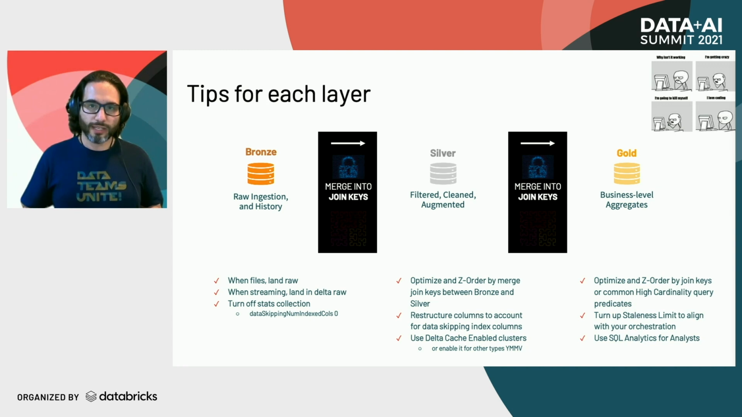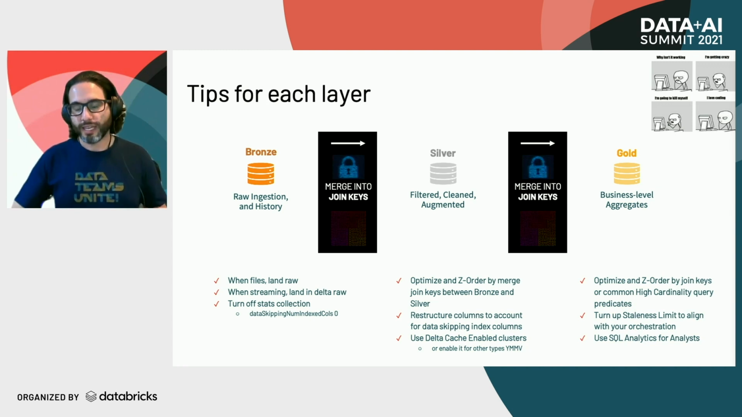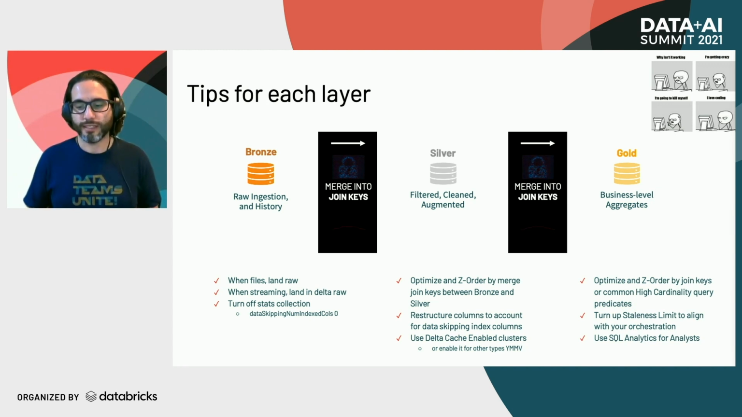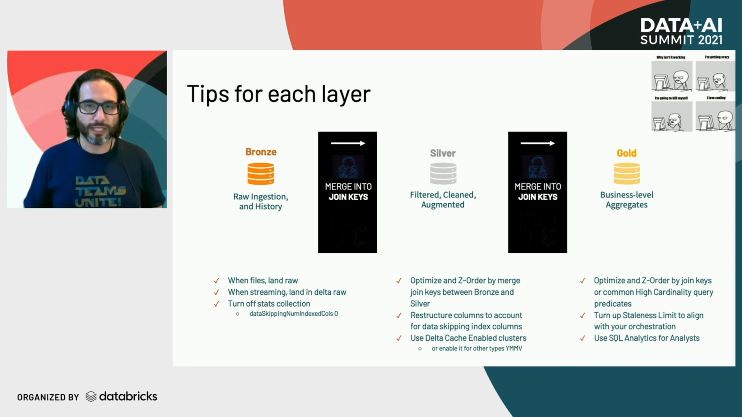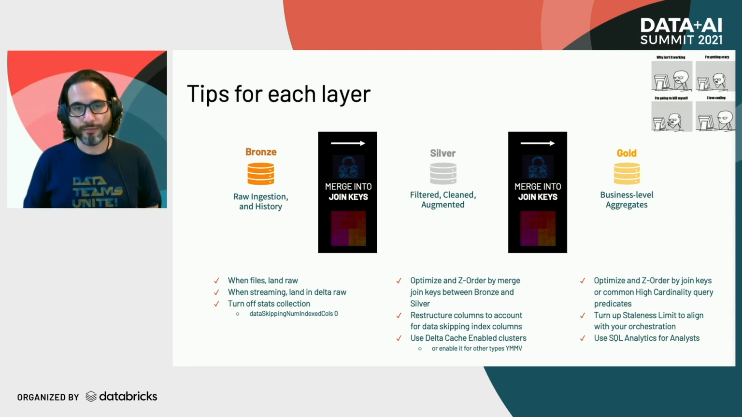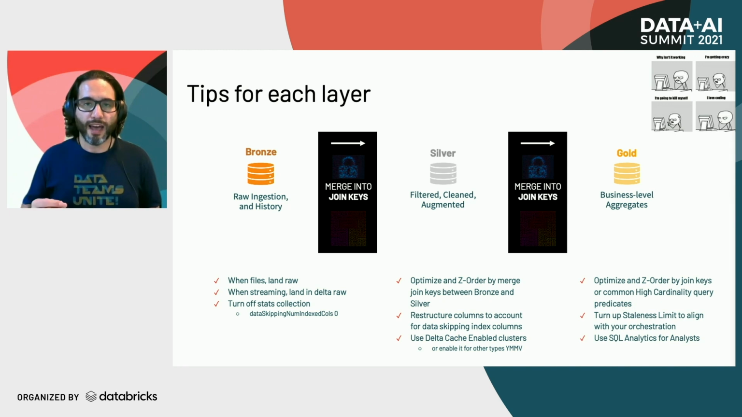Whenever a query is issued against the Delta table, we cache the data on Delta Cache enabled instances. And every time you issue a query, it'll check the validation of that cache. Well, if your orchestration only loads the Delta tables once a day or once an hour, you can turn the staleness limit up to align with that orchestration, and your analysts would perceive better performance. But in the background, it will refresh the cache if any tables have been updated.